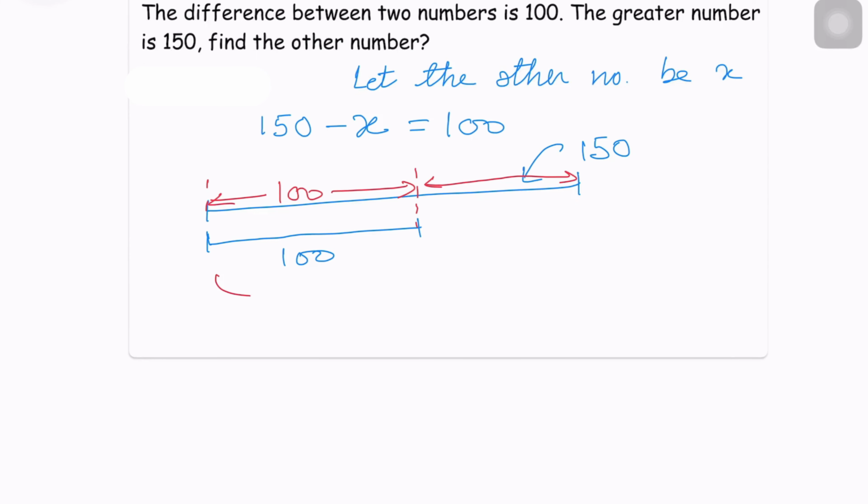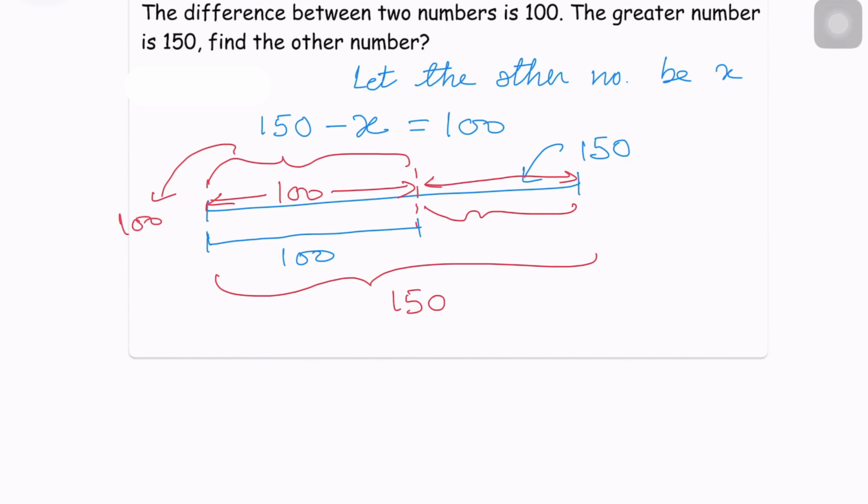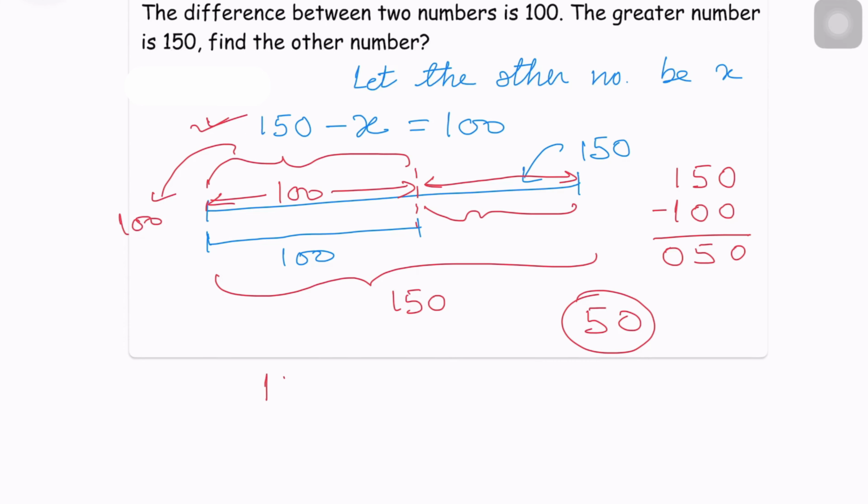So total this is 150 and this one is 100. We need to find this one. So how can we find it? Total is 150, this area is 100. We already know that the remaining portion will be 150 minus 100, 0, 5, 0. So the number is 50. Now let's try to put it in the equation. So this is our equation. 150 minus 50 is equal to 100, correct? So our answer is 50.